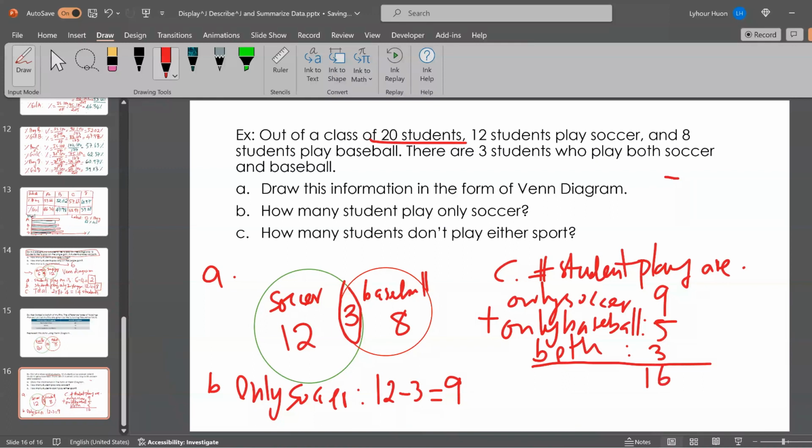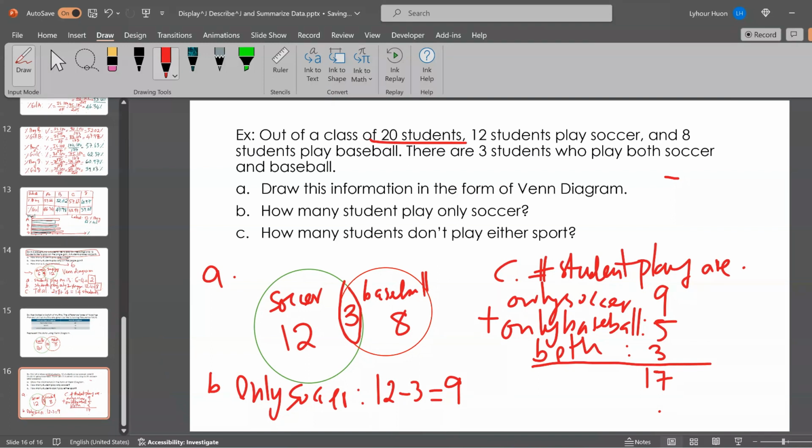Oh wait, right? 16? Wait, 17. Sorry, my bad. 17. 9, 14, 17, right? But C is don't play. So this is 17. We're not yet finished.